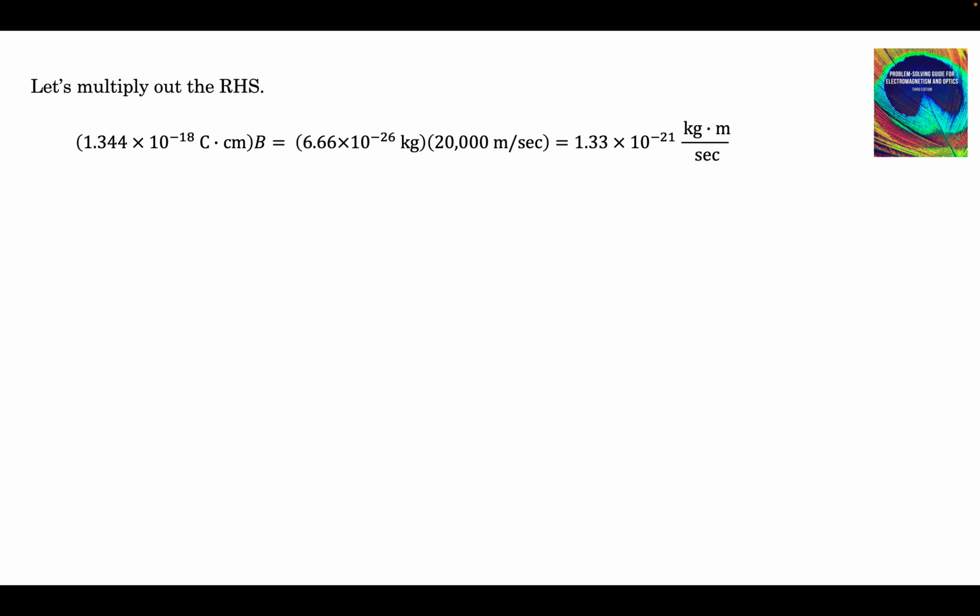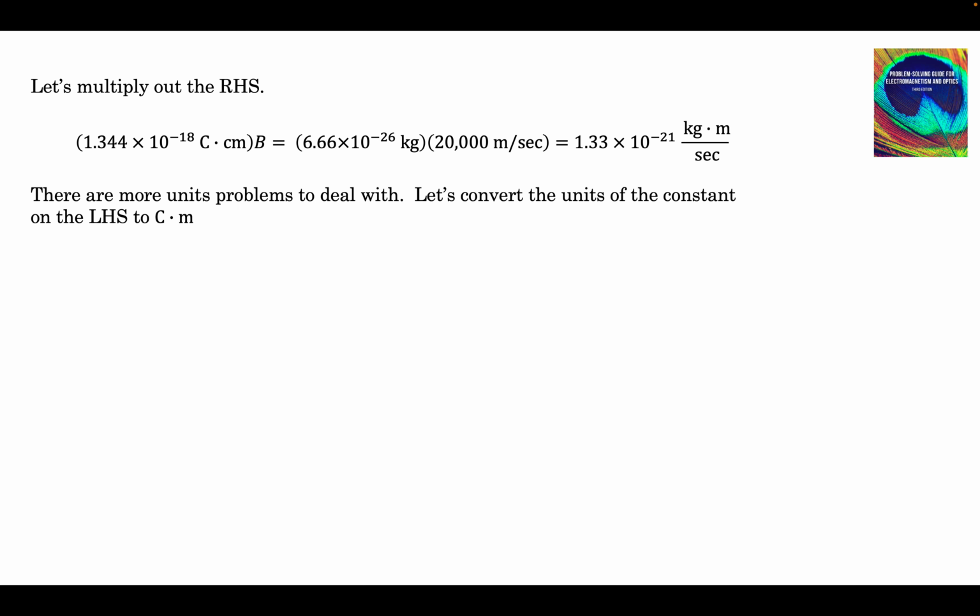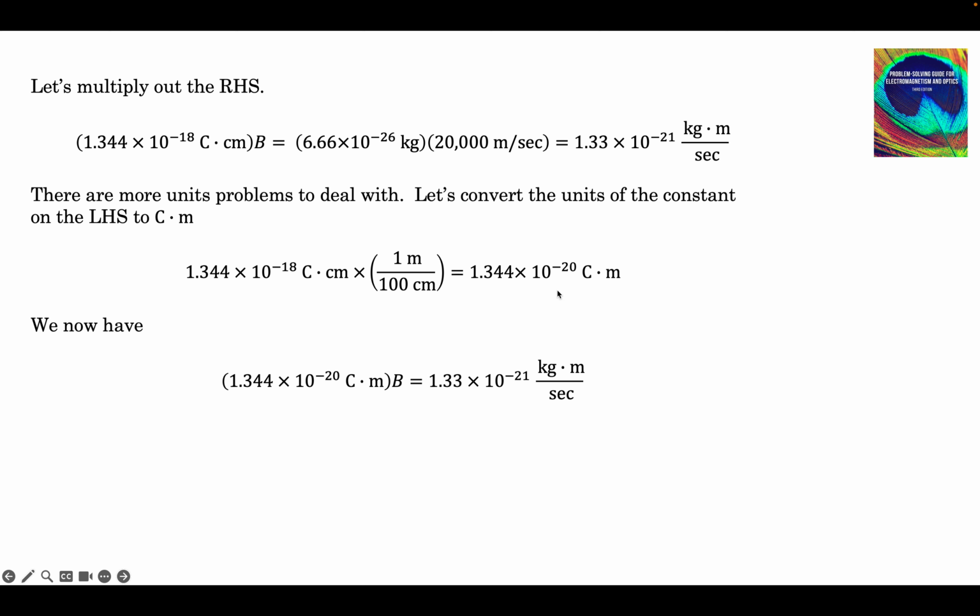Multiply out the right-hand side. Keep the units, kilogram meters per second, almost a Newton. 1.33 times 10 to the minus 21st. But we have centimeters on the left-hand side, and we have meters on the right-hand side. They have to be the same. So let's convert this 1.344 times 10 to the minus 16th coulombs centimeters into coulombs meters. There is 100 centimeters in a meter. All right, looks like we're ready to go.